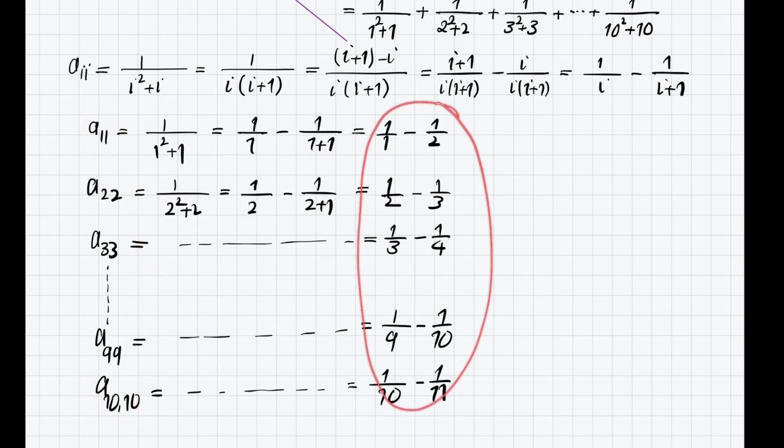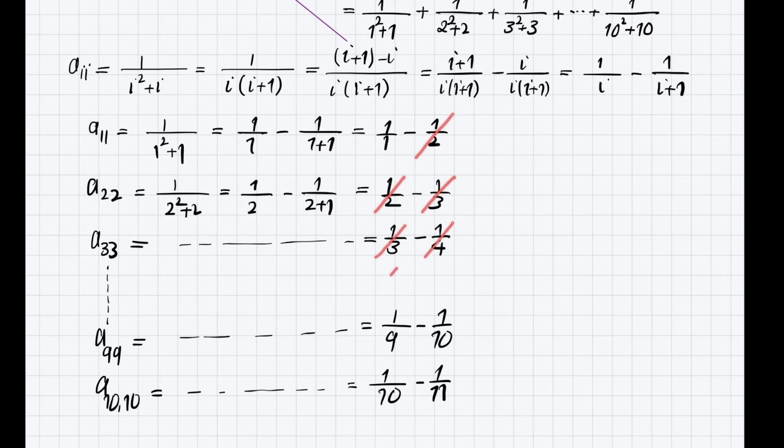But adding these numbers is very simple. It's like a telescope. It becomes smaller and smaller. Numbers are canceling each other. So you see, negative 1 over 2 here will be cancelled by this positive 1 over 2. But this negative 1 over 3 will be cancelled by this positive 1 over 3. Minus 1 over 4 will be cancelled by the 1 over 4 that is coming next. And this cancellation will continue.